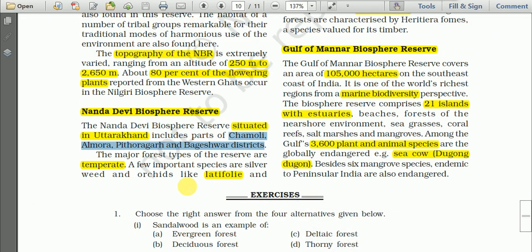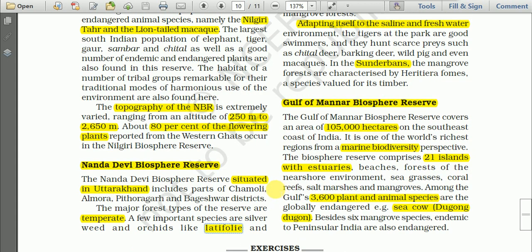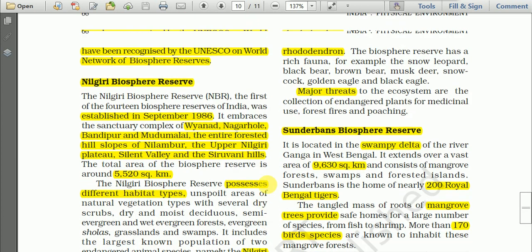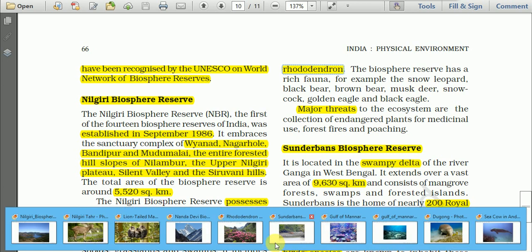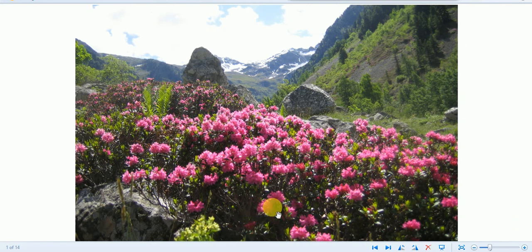The major forest types of the reserve are temperate, because it is a cold area. A few important species are silverweed and an orchid, and rhododendron. Rhododendron, have you ever seen? I think you might have seen rhododendron. This is a photograph showing a type of rhododendron, a beautiful flower.